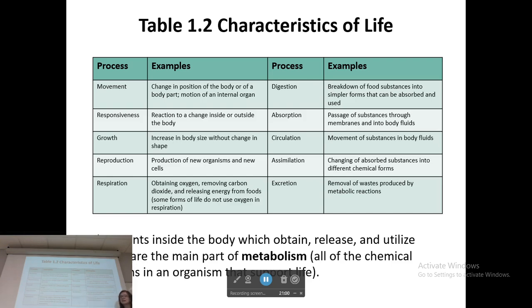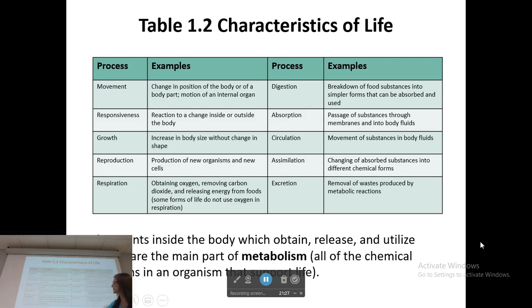So bringing in the absorbed food, right, and then making it into your own, right? You need to make it part of your cells. So it has to be assimilated. And then excretion, getting rid of the waste, removal of the waste products. Okay, so those are processes that are characteristics of life.